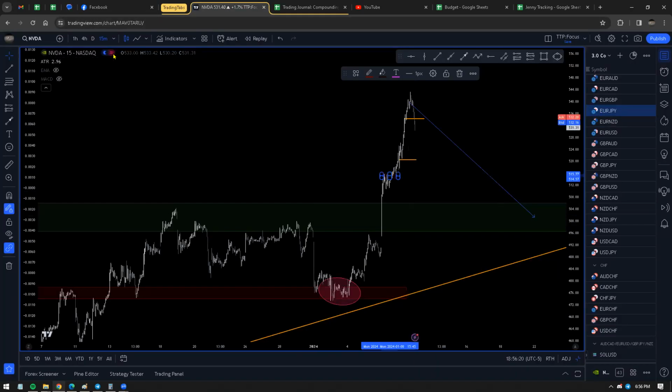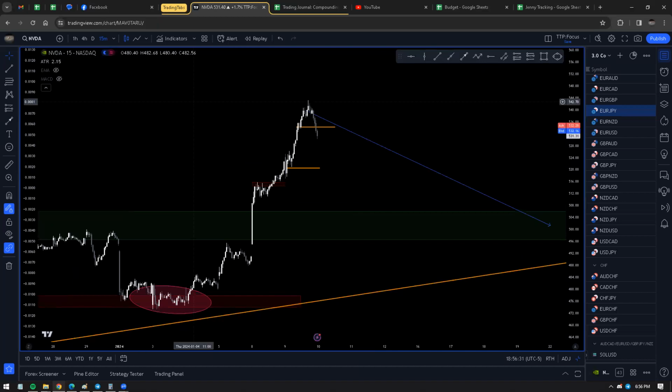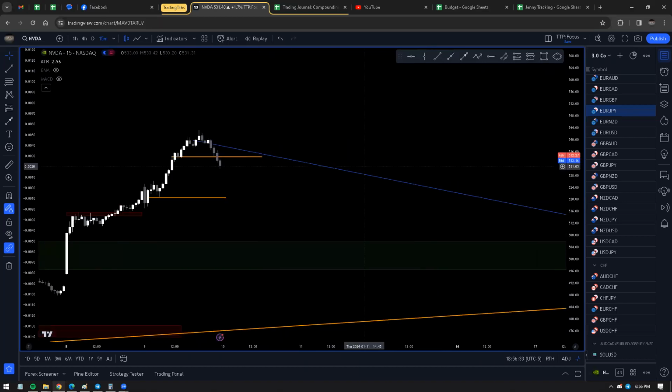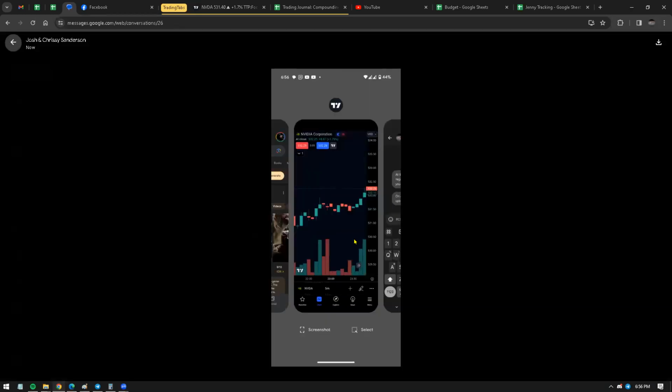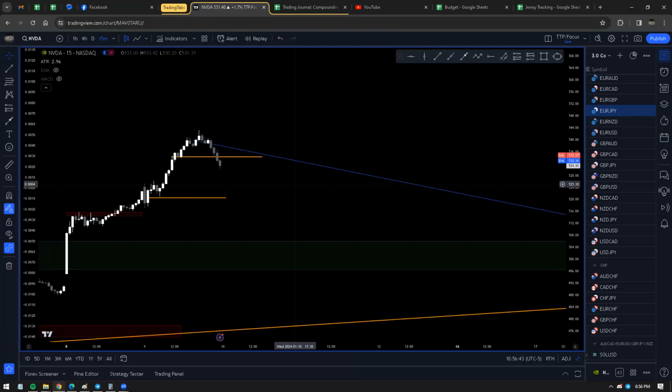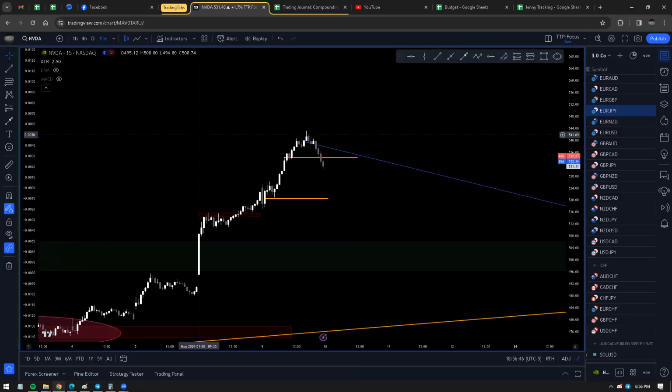And so Nvidia is closed. Yep. Post-market. Yeah, so Nvidia should be closed right now. Just hovering here. And you said the 15 minutes going sideways? I don't see that. So you might need to turn your phone sideways. That way you get a little bit more chart candles. You're on the 15 minutes for NVIDIA.